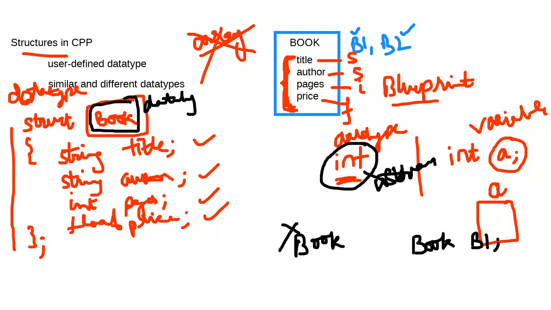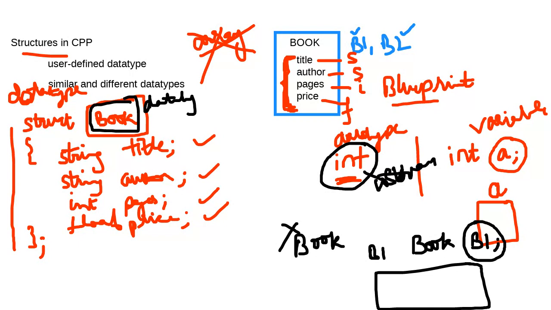Now B1 is a variable of type book and memory is associated with this particular variable which is called B1. Do you get my point? B1 is what occupies the memory in the RAM. Clear? Now when I talk about B1, what all information will be stored inside B1? B1 के अंदर क्या क्या information होगा?